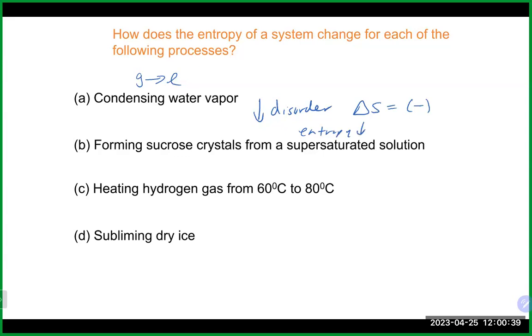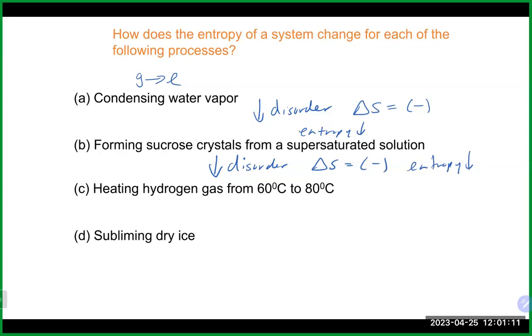decreasing, right? Next, the forming of a sucrose crystal from a supersaturated solution. The only way to make a crystal is kind of one way. We're basically making a solid in this case from a solution. That also is going to decrease the disorder. It also will result in our delta S being negative and our entropy decreasing, right?